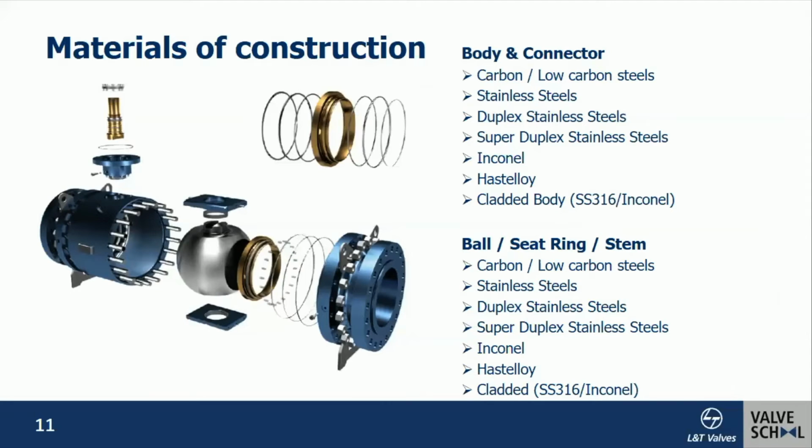The various materials of construction encountered in such valves are the body and connector in various metallurgies like carbon or low carbon steels, stainless steels, duplex stainless steels, super duplex. We have a lot of Inconel valves, which are generally for applications of sour gas and medium containing hydrogen sulfide. That could be Hastelloy materials and valves with cladded body. And the internals like ball, seat ring, and stem are also made out of similar materials as I mentioned for the body and the connector. When I say connector, it is the other piece of the body in a two-piece or a three-piece body design. Whenever the ball or seat ring is made out of carbon or low carbon steels, it typically comes with a coating like electroless nickel plating.